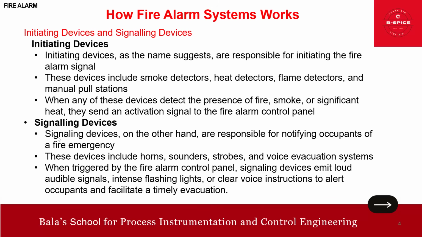Then what are the signaling devices? Signaling devices, on the other hand, are responsible for notifying the occupants of a fire emergency. Those include horns, sounders, strobes, and voice evacuation systems. That also we have seen in part 1. When triggered by the fire alarm control panel, signaling devices emit a loud audible signal, intense flashing light, or clear voice instruction to alert occupants and facilitate a timely evacuation. So that's about the initiating and signaling devices, friends.